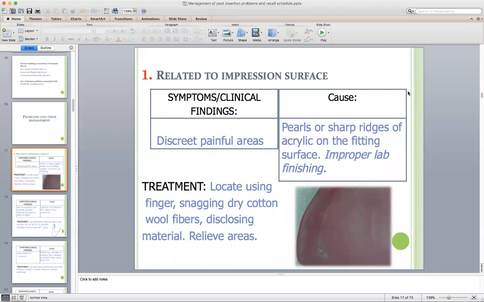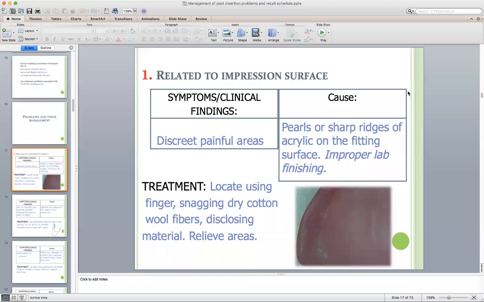So, discrete painful areas. There can be sporadic painful areas once the patient starts using the denture. The patient may complain of irritation or pain in a particular area. So what can be the cause behind it? The cause can be a sharp ridge or pearls of acrylic on the impression surface of the denture. Why can it be there? Because of improper lab finish.